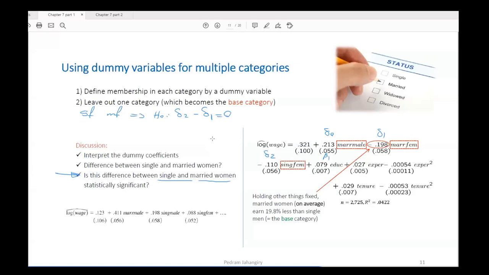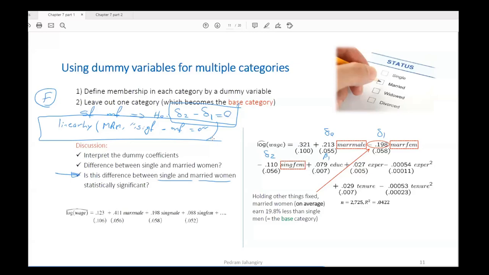Do you remember how we treat this null hypothesis? We can use the theta transformation trick, or now that we know the materials in chapter 6, we can use the linear hypothesis test. I can use the linearHypothesis function from R, pass the regression, and then write my null hypothesis: delta 2, single female, minus delta 1, married female, equal to 0. If I run this line of code in R, I look at the F statistic. If the p-value is less than 1%, I reject the null. So I can answer this question like this.